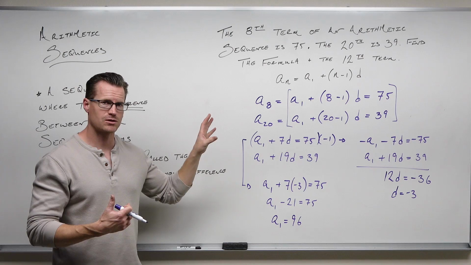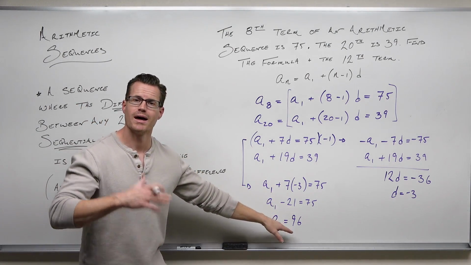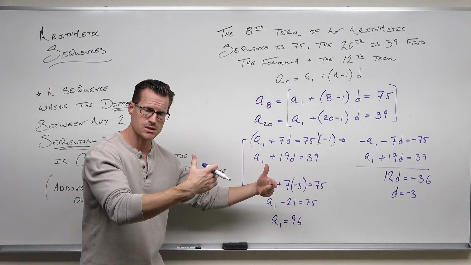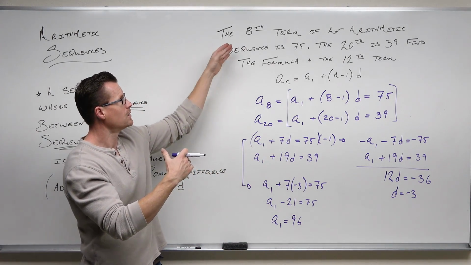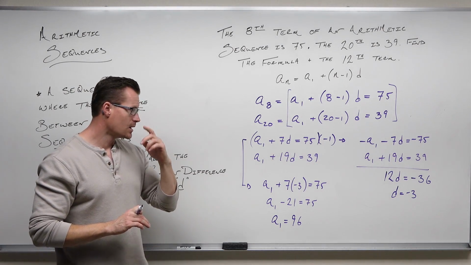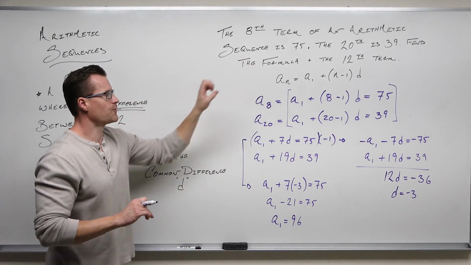By the time we get to our 8th term, we'll have subtracted 3 7 times, not 8 times. That's our starting term. It takes up one of those terms. I'd subtract 7 times negative 3 to get to our 8th term, and we would get 75 out of that. So now we're going to take this information. We have our first term, we have our d. We now can fill out that formula.